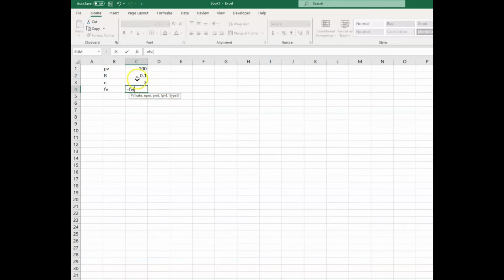So rate is 10%. The period is 2, and payment is 0. Payment is 0, and this is the present value. Then close it. I'm going to show the formula. So this is the formula text.